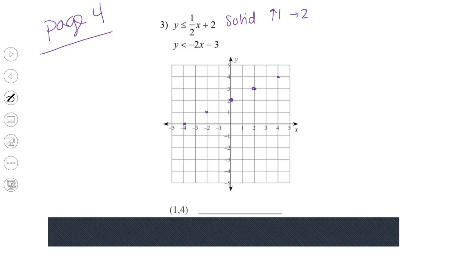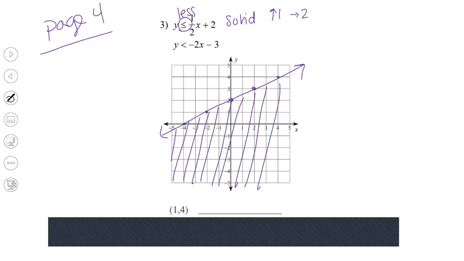And if I have a solid line, I'm going to connect all my points in one solid line. Okay? Now, the hardest part. Am I shading above or below? I'm shading below. Why below? It's less than. So less than means I'm going to shade below.